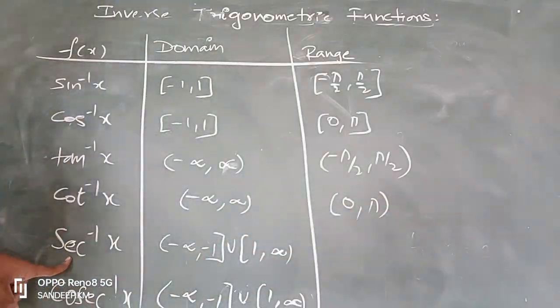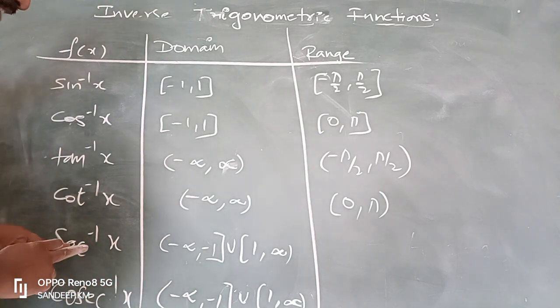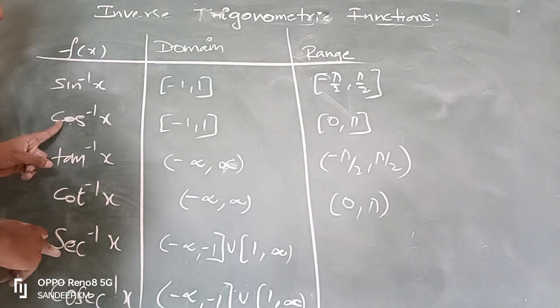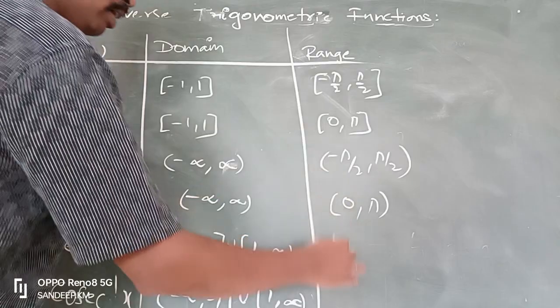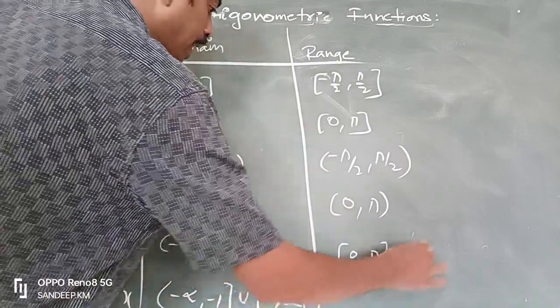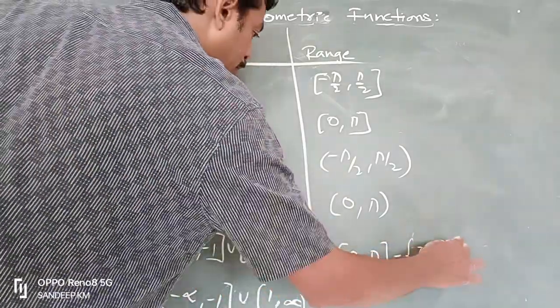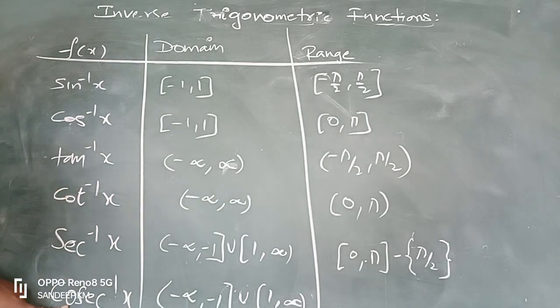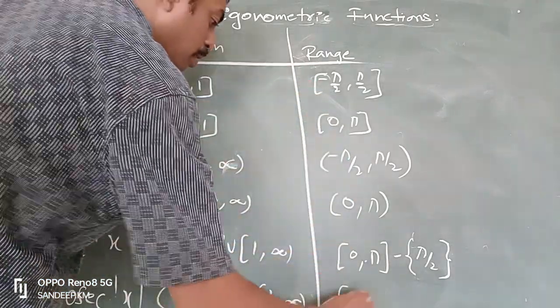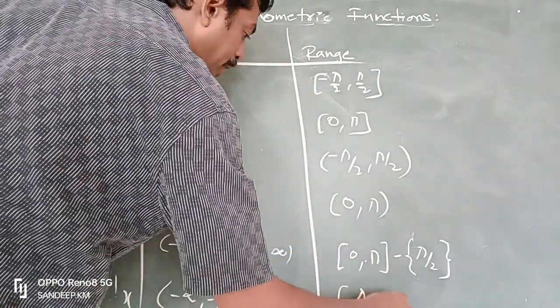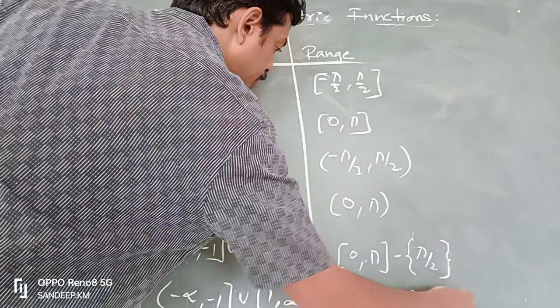And for secant inverse x, this is the domain, and the range of secant inverse x looks like that of cosecant inverse x. What is it? 0 to pi, except the middlemost one, pi by 2. And for cosecant inverse x, its range looks like that of sin inverse x, which is minus pi by 2 comma pi by 2 except 0.